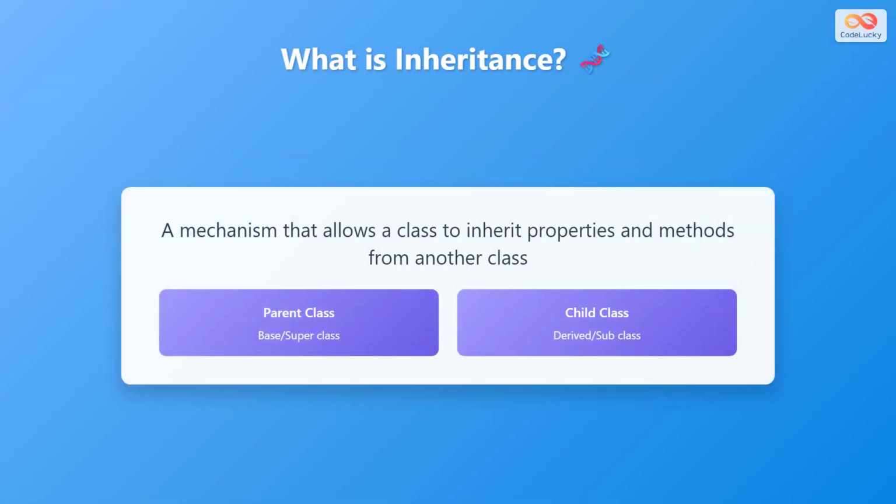So, what exactly is inheritance in object-oriented programming? It is a mechanism that allows a class to inherit properties and methods from another class. Think of it as a way for a class to acquire characteristics from its parent. In inheritance, we have two main types of classes: the parent class, also known as the base or superclass, and the child class, also known as the derived or subclass.